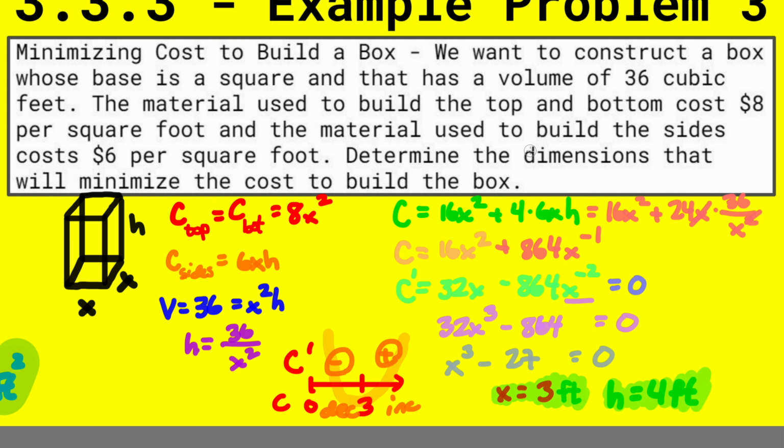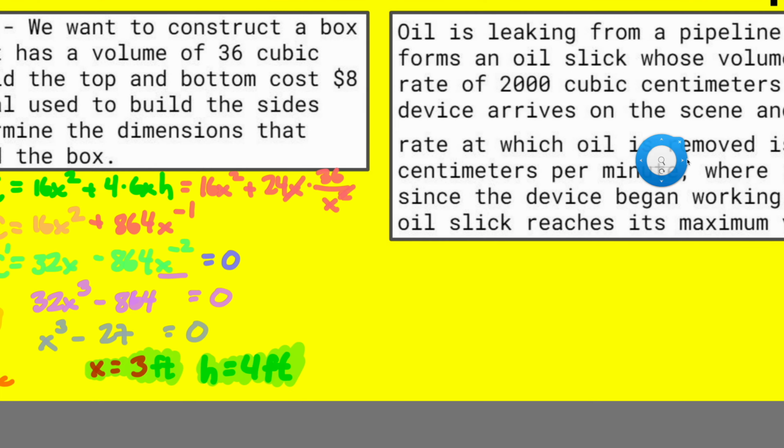Okay, so you can see how a company would want to actually do the math and figure out the dimensions to use for this that is going to yield the most amount of money saved. So if you minimize the cost, you're saving more money. It makes sense why a company would want to do that. All right, let's go to the next one.